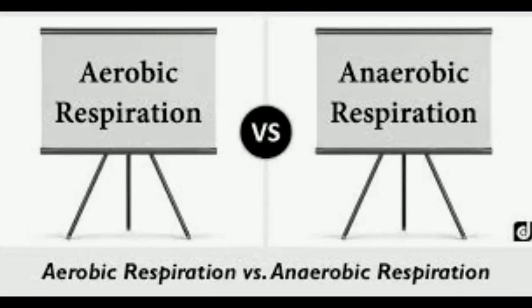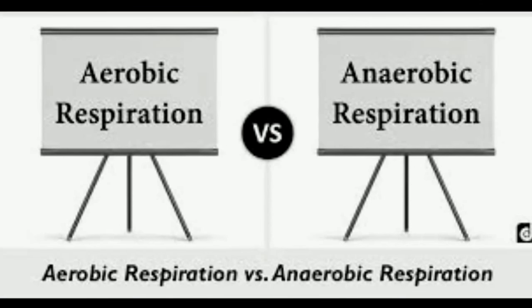So here, if mitochondria is present, that cell performs aerobic respiration. If mitochondria is absent, that cell performs anaerobic respiration. There is no other option. So for performance of aerobic respiration, mitochondria is required.